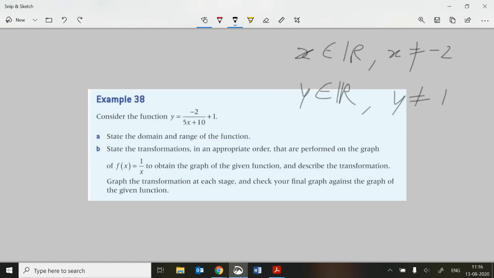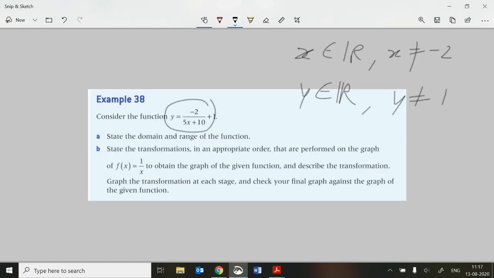Then it says state the transformations in an appropriate order that are performed on the graph of f of x equals 1 over x to obtain the graph of the given function, and describe the transformation. Then the final part says graph the transformation at each stage and check your final graph against the graph of the given function. Yeah, okay, well, again, I'm going to do that on Desmos. Again, it's going to be really fiddly to do that here.